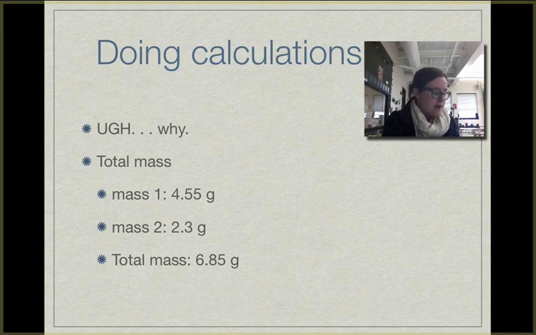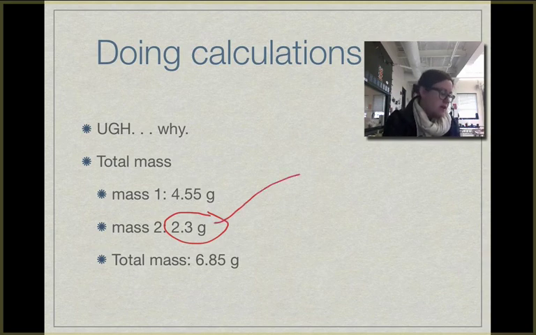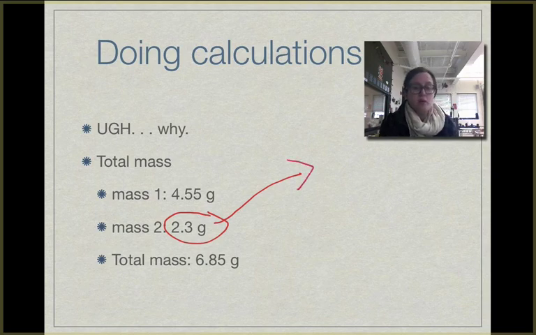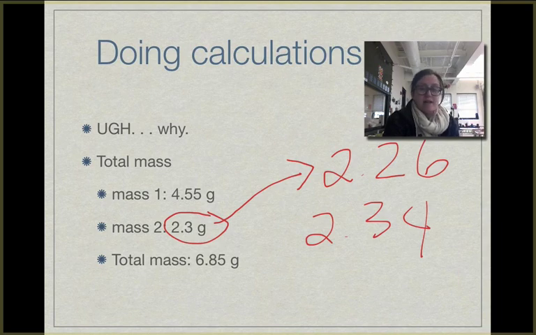The problem here is the mass of 2.3 grams is less precise than the mass of 4.55 grams. I must have used different scales to measure these masses. Remember, there's an uncertainty built into every measurement. So that 2.3 is just telling me that it's the closest to 2.3 grams. It could be all the way down to 2.26 grams, could be all the way up to 2.34 grams. I just don't know what exactly that mass is. And because this is less precise, my final answer cannot be any more precise than this one. So what I should do here is take 6.85.